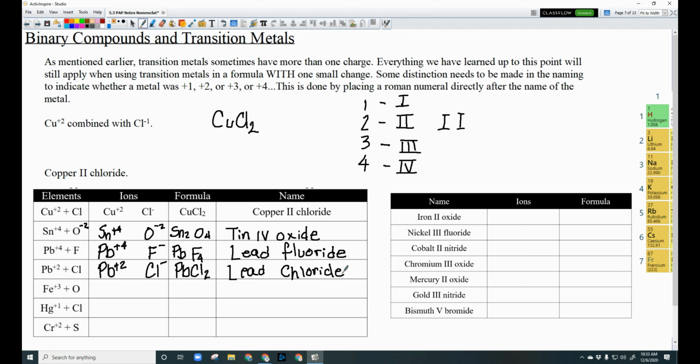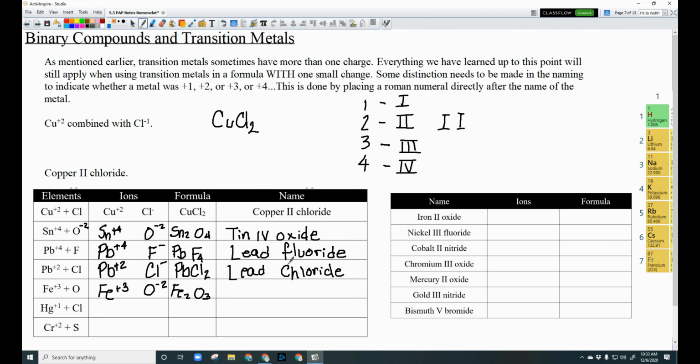All right. Fe is iron. Okay, so it tells us this is iron 3. Oxygen, -2. See, it never changes. 3 and 2 don't cancel out to 0, so we're going to have to swap and drop. So this is going to be Fe2O3.